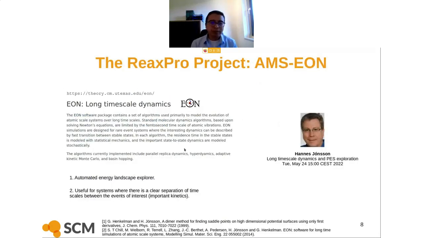So what is EON? EON basically is a software package that contains a set of algorithms used primarily to model the evolution of atomic scale systems over long time scales. Something that is really nice in EON is that it includes several algorithms, which are parallel replica dynamics, hyperdynamics, the adaptive kinetic Monte Carlo, which is the most robust method available there, and Bayesian hopping. In the next week, Professor Johannes Johnson is going to talk about this in more detail. But this is like the kernel of our PES exploration.